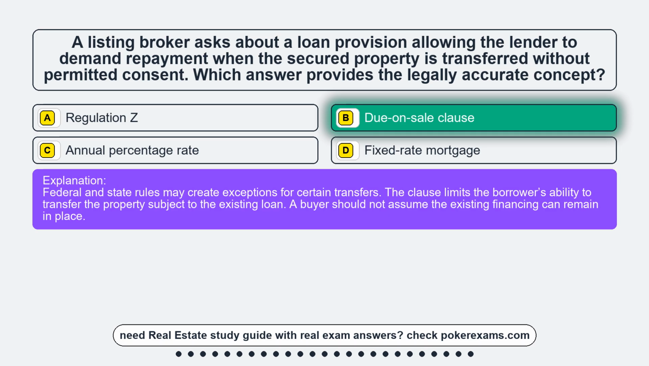Federal and state rules may create exceptions for certain transfers. The clause limits the borrower's ability to transfer the property subject to the existing loan. A buyer should not assume the existing financing can remain in place.